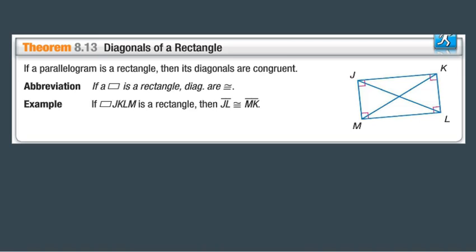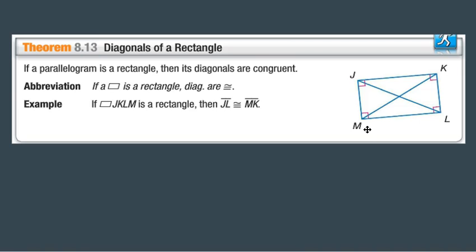All right, so let's go over the theorem, diagonals of a rectangle. If a parallelogram is a rectangle, then its diagonals are congruent. So in our case, if a parallelogram is a rectangle, diagonals are congruent. So for our case, we have the parallelogram J, K, L, and M. We know it's a rectangle.